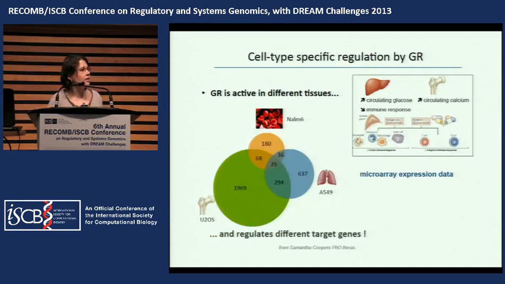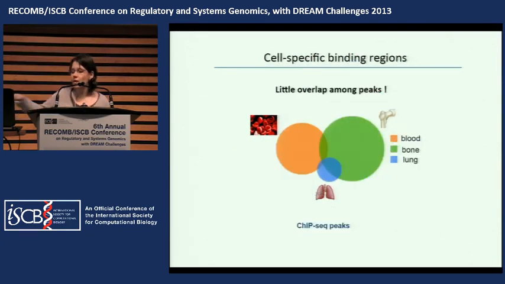As I mentioned earlier, there are different responses depending on the tissue in the body. And we assessed that by microarray experiments. So we wanted to assess the targets. And we see in blood cells, bone cells, and lung cells that the glucocorticoid actually regulates different target genes. We then wondered if we can correlate that to the different binding of this factor. And we went for ChIP-seq analysis in the 3 different cell lines. And we again see that there is very little overlap in the regions that are bound by this factor.